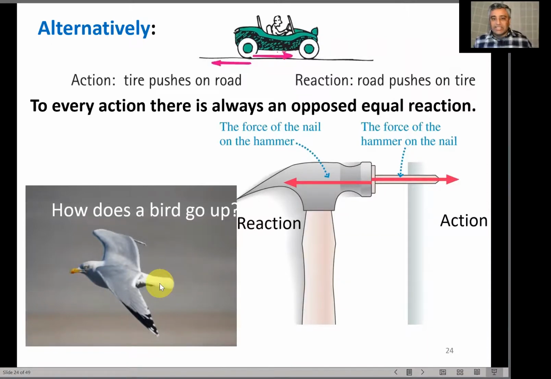What happens when birds fly? They are pushing air down and air is pushing up. That's what lifting them up. Okay? Airplanes, they can lift up because air is pushing down.